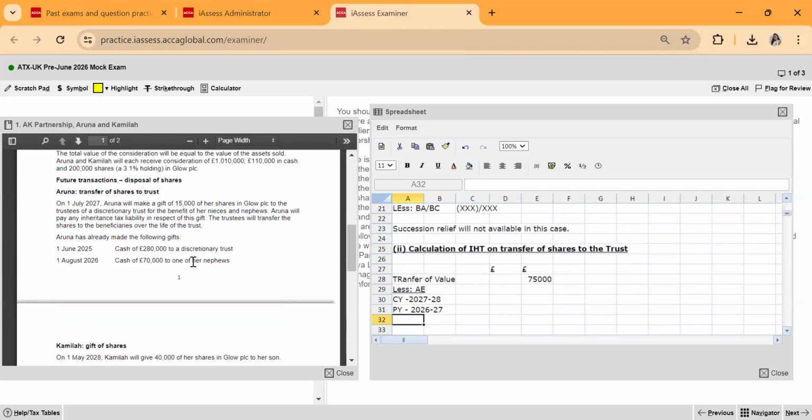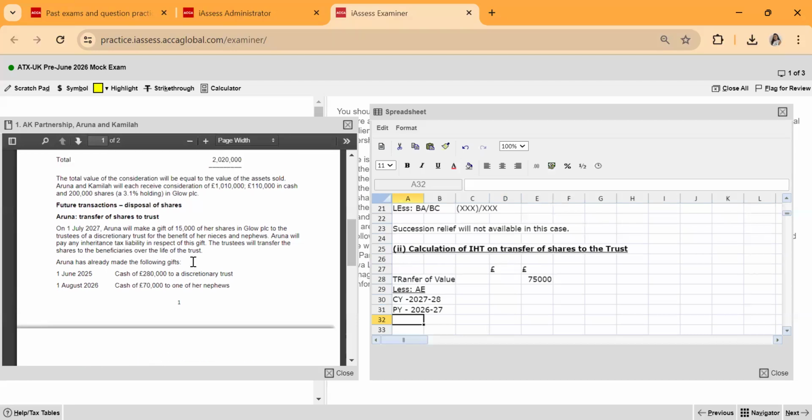So Aruna has made the following gift on 1st June 25, that is 25, 26, and on 1st August 26, that is 26, 27. So the gifts are already made. Even if it is a PT transfer, doesn't matter. Since the gifts are made, no AEA will be available for the previous year. So here I will just delete the previous year, and for the current year I will give 3,000. No other exemptions. It's a trust transfer. So we will just take the balance. So I get here 72,000.